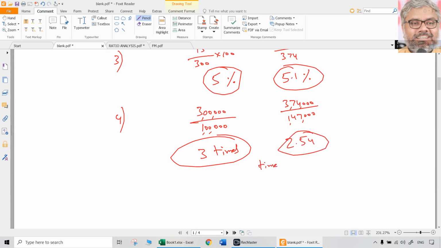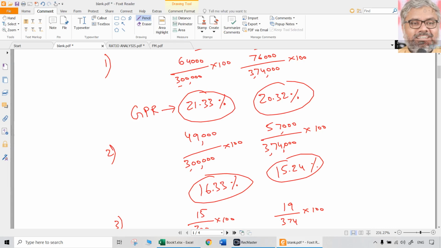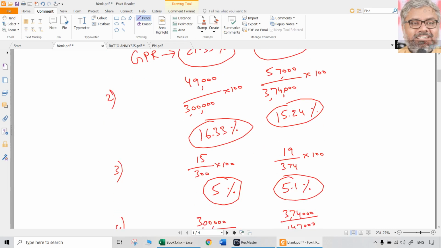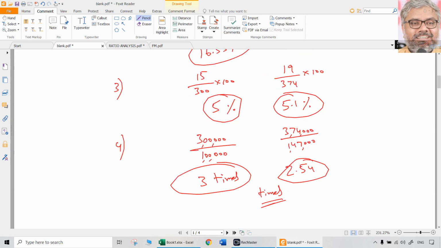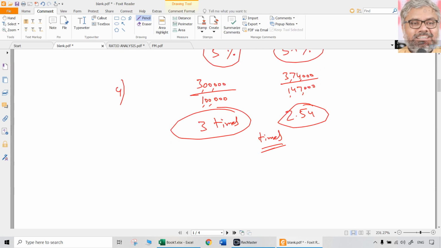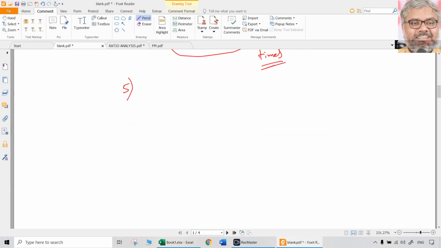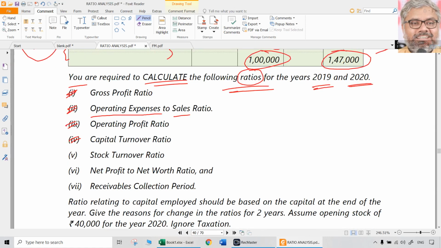At least we should know whether it is good or bad, for each of them. Gross profit ratio decreased, bad. Operating expenses ratio decreased, good. Net profit ratio increased a little bit, good. Or operating profit ratio increased, good. Capital turnover ratio decreased, bad. Turnover ratio should be higher. That's not a good thing. So this bad happened in the fourth ratio, capital turnover ratio.